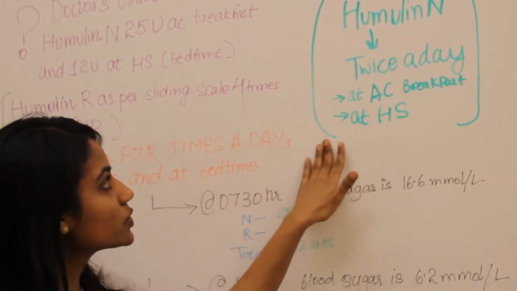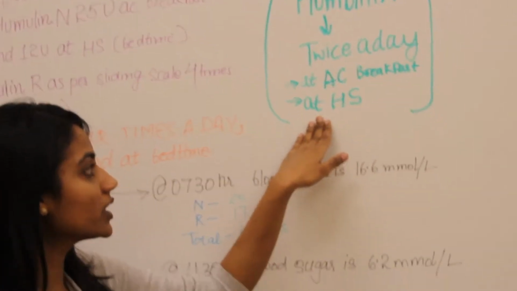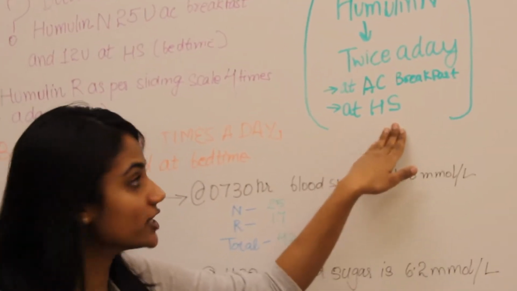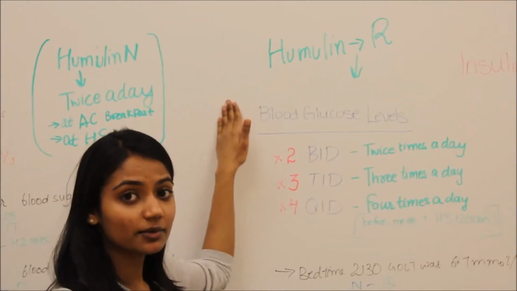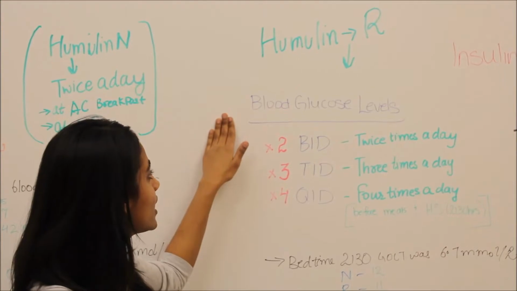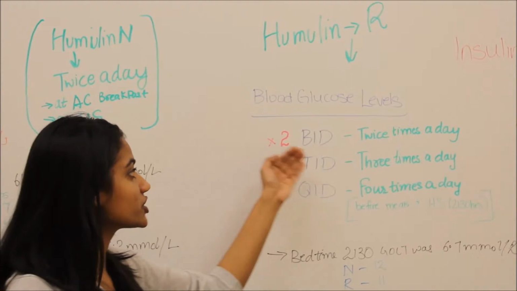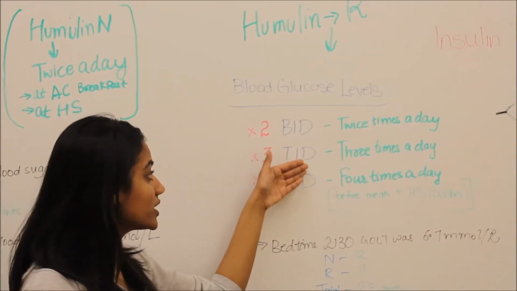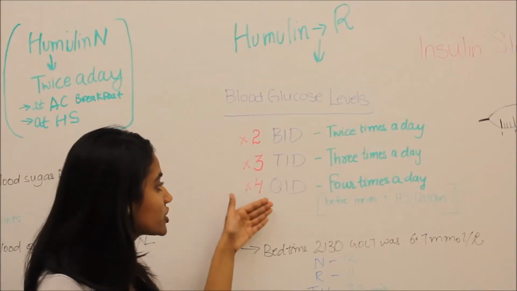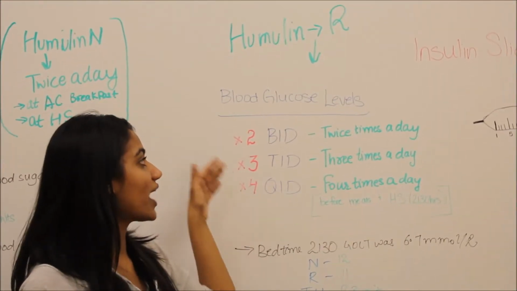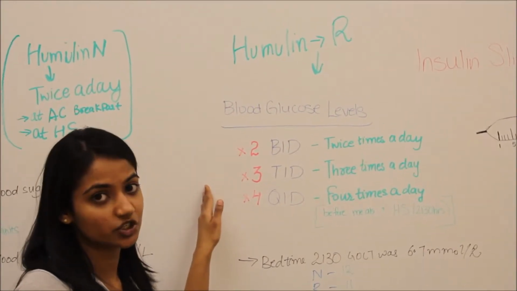Humulin N is usually given twice a day, once before breakfast, AC, and another one at bedtime, HS. Then I'm going to talk about Humulin R. Humulin R depends upon the doctor's order. It can be twice a day, which is BID, thrice a day, which is TID, or 4 times a day, which is QID. We have to measure the glucose level before giving Humulin R to a patient.